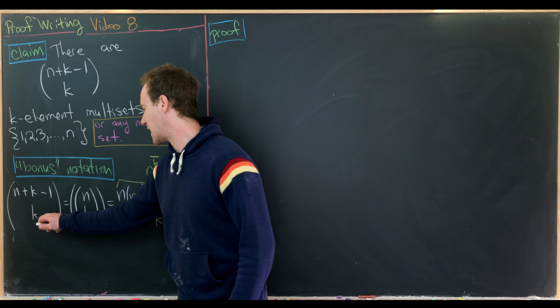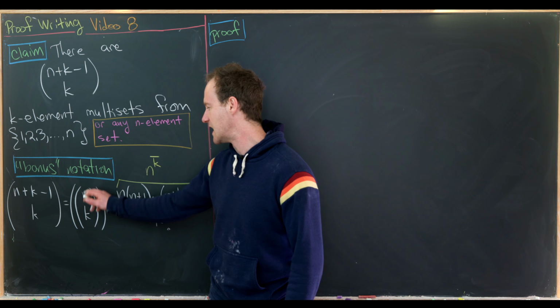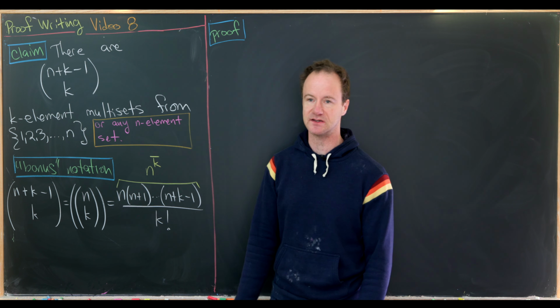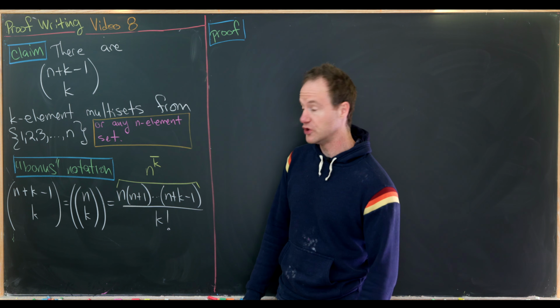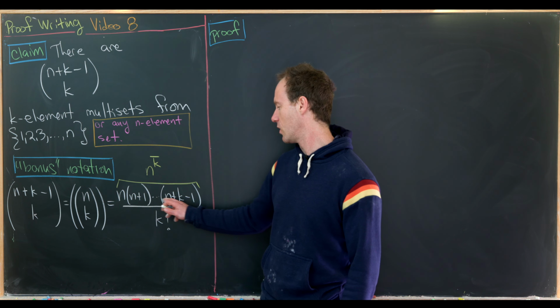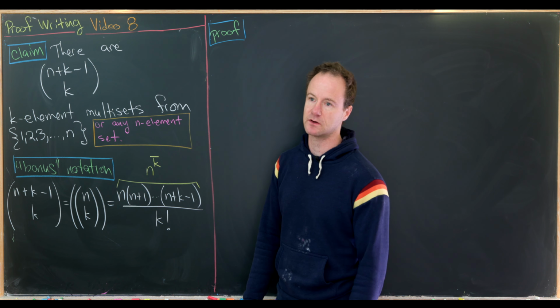So n plus k minus 1 choose k is this binomial coefficient where you have an extra set of parentheses. I don't know the name of it. And furthermore, you can check this, but it's equal to n times n plus 1 all the way up to n plus k minus 1 over k factorial.